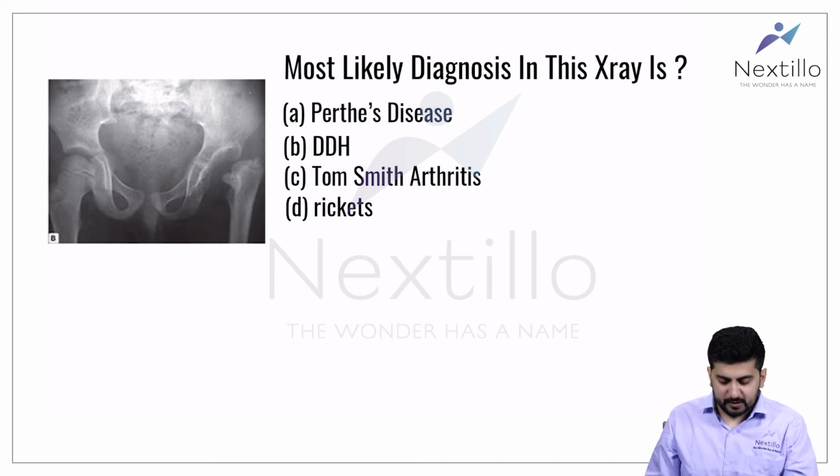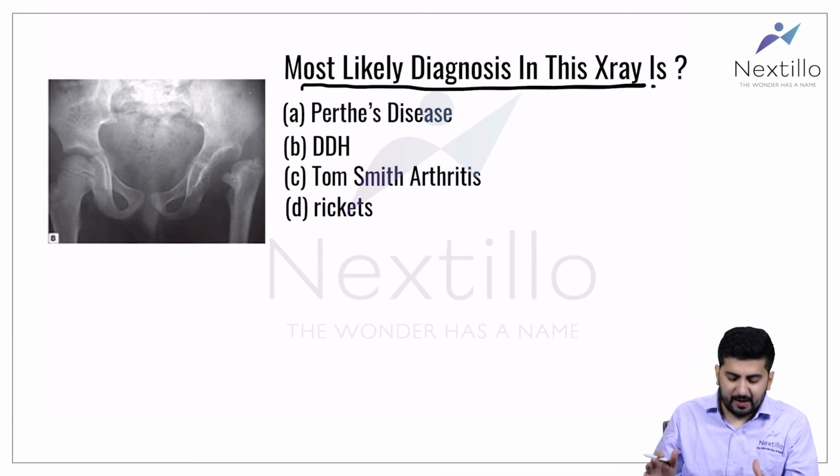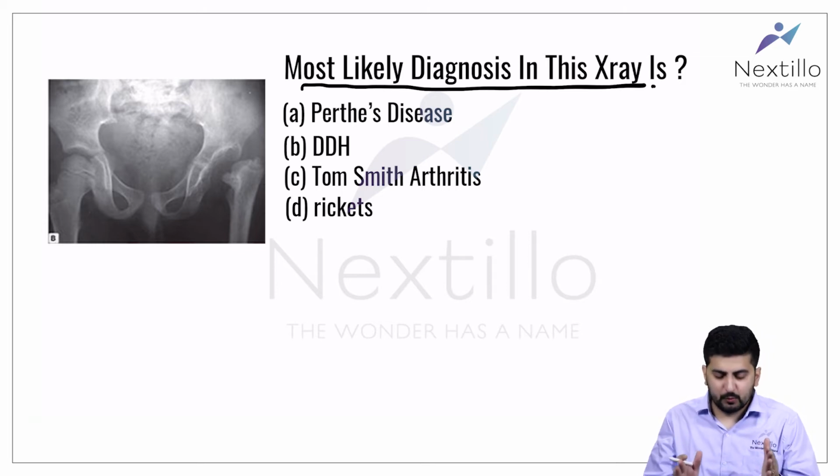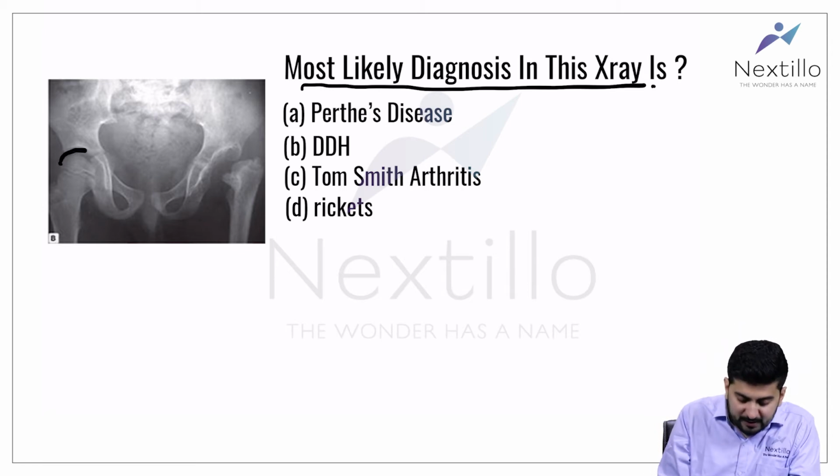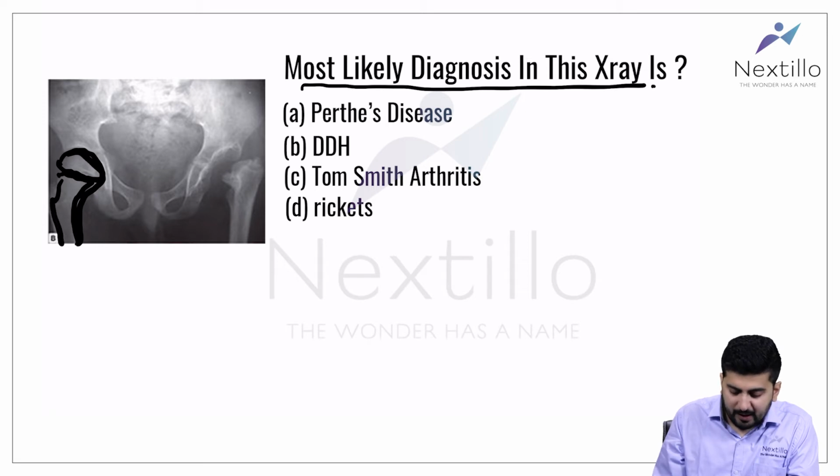Coming over to the next question, the question asks most likely diagnosis in this X-ray is. Now again we should approach X-ray in a systematic manner, so we should go from below inwards or from the joint and away from the joint. In either case, what you see here is that in this picture, this is the femoral capital epiphysis, this is the femoral neck, and this is the femoral shaft. And in this picture on the opposite side, what you can see is the femoral shaft can be appreciated, the femoral neck can barely be appreciated, but the femoral capital physis is missing.